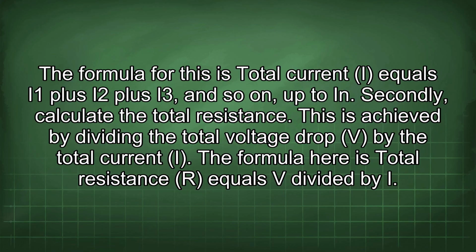Secondly, calculate the total resistance. This is achieved by dividing the total voltage drop V by the total current I. The formula here is total resistance R equals V divided by I.